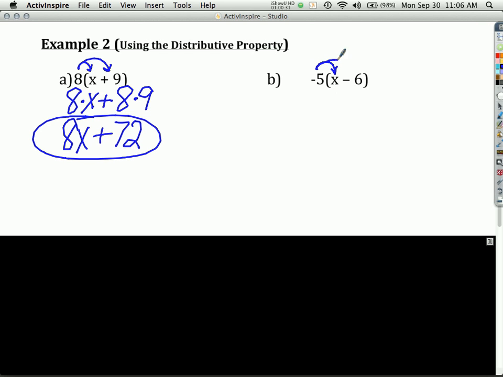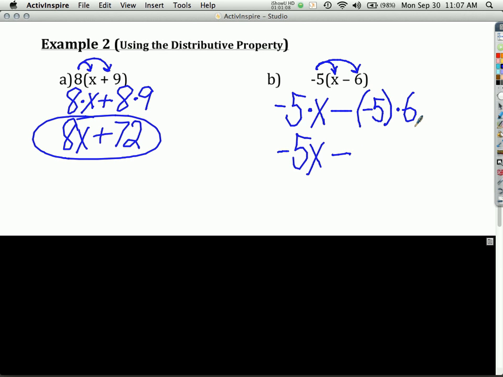Multiply. It's distributive property. So we've got -5 times x. Now there's a subtraction sign that I have to be careful I write down. And then I have a -5 times 6. So how do I write -5 times x? How am I supposed to write that? Aaron? -5x.